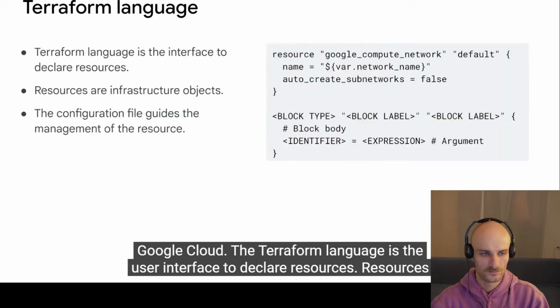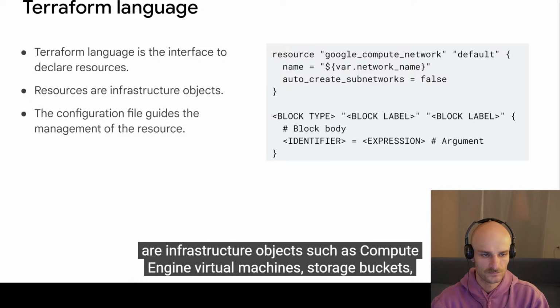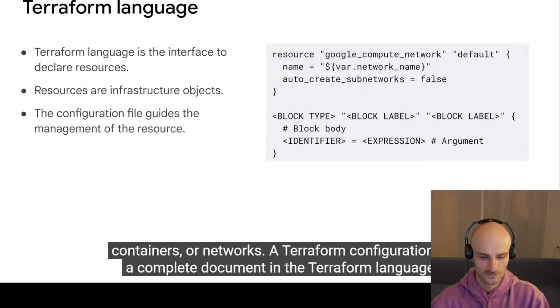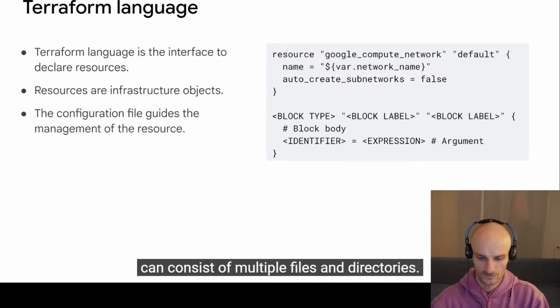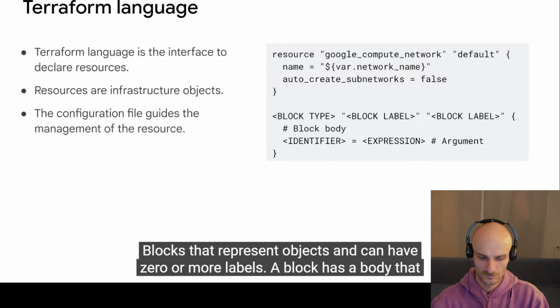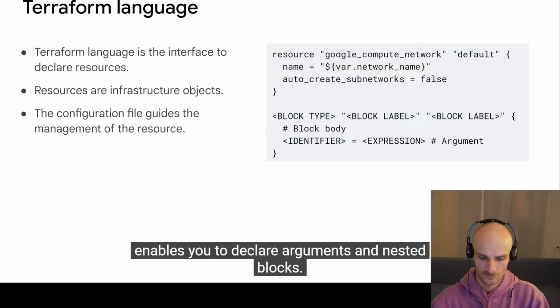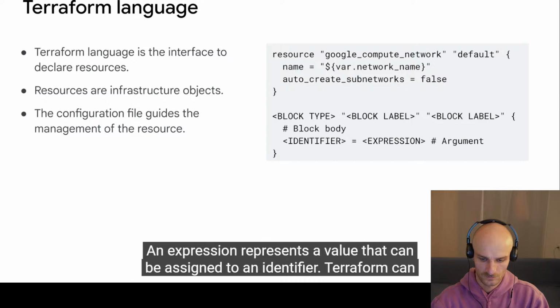The Terraform language is a user interface to declare resources. Resources are infrastructure objects such as compute engine, storage, containers, etc. A Terraform configuration is a complete document in the Terraform language that tells Terraform how to manage a given collection of infrastructure. A configuration can consist of multiple files and directories. The syntax of the Terraform language includes blocks that represent objects and can have 0 or more labels. A block has a body that enables one to declare arguments and nested blocks. Arguments are used to assign value to name, and expressions are used to assign values to various identifiers.